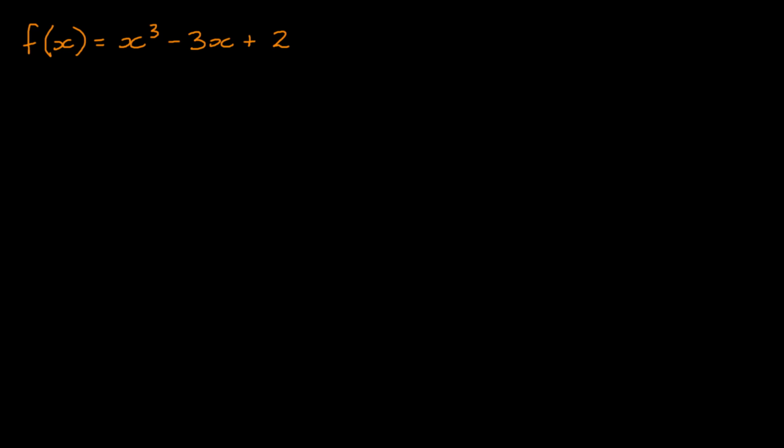And the first thing that we can look at is what is the y-intercept of this function. And we remember that we find the y-intercept by looking at the value when x is 0. So the function at 0 is 0 cubed minus 3 times 0 plus 2, and that equals 2. So that gives us one of our points, and that is that the function passes through the point 0, 2.